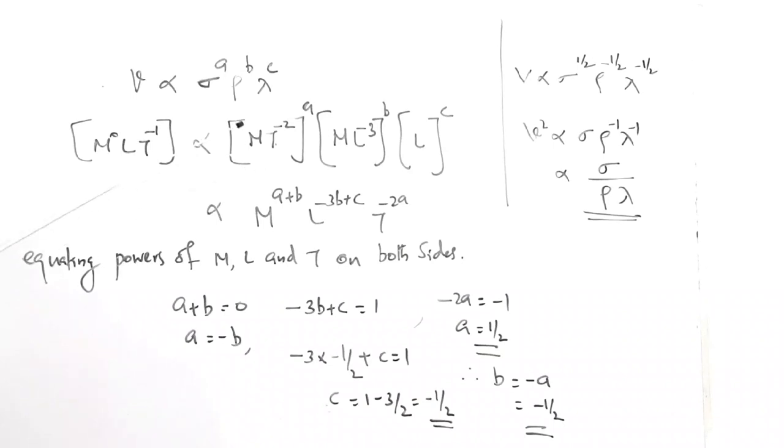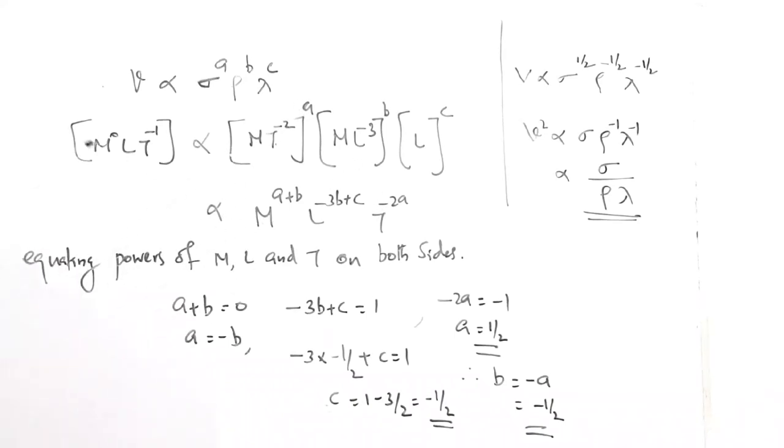Then we get m to the power A, and again into m raised to B, so we get m raised to A plus B. For L, minus 3B is there as power, and C is there as power, so L raised to minus 3B into L raised to C becomes L raised to minus 3B plus C, t raised to minus 2A.